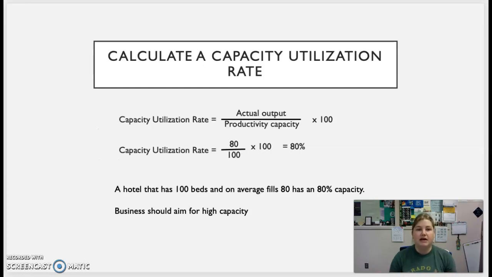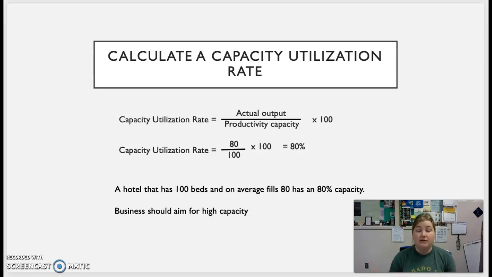So here we get into one of the calculations. This is the capacity utilization rate. Remember, they give you all of the equations that you need on the test, but you need to know this one as well, or know how to use this one. The capacity utilization rate is the actual output divided by the productive capacity, times 100, because it comes out as a percentage. So if the actual output is 80 and the capacity that we could have is 100, times 100, that gives us 80%.